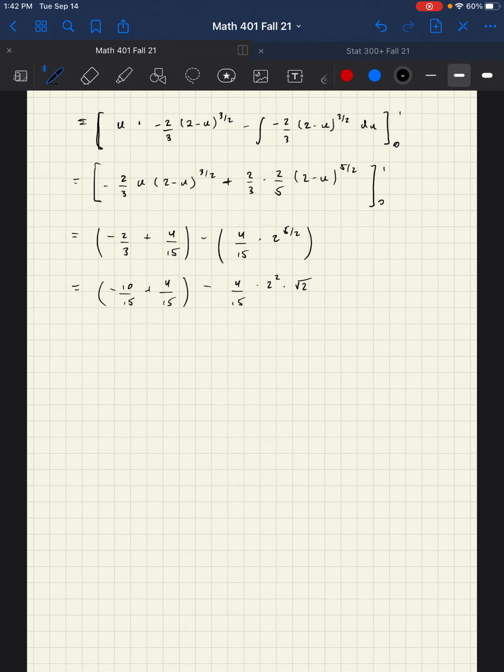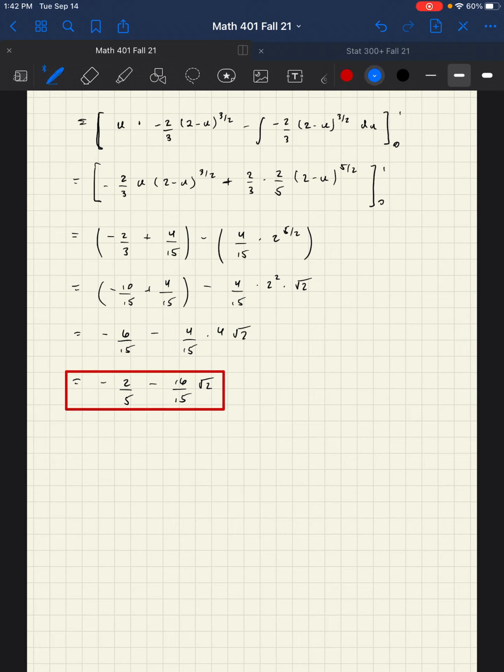And I know that because 5 halves becomes 2 and 1/2. So there are 2 whole powers of 2 and 1 fractional half power of 2. All right, we're almost there. Negative 6/15 minus 4/15 times 4 root 2, which gives negative 2/5 minus 16/15 root 2. And that's our answer for this one.